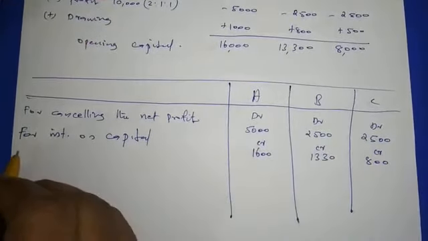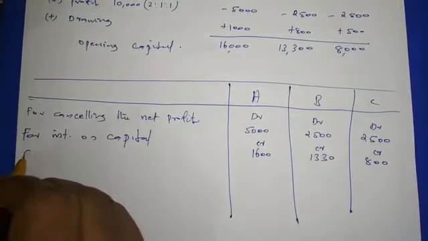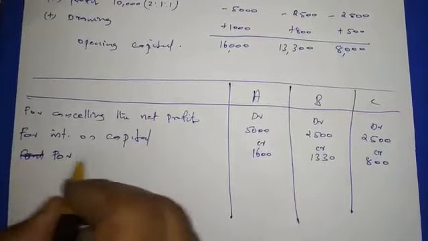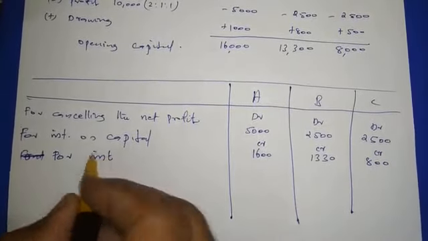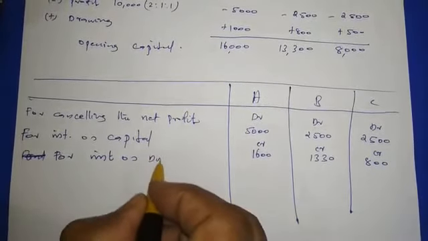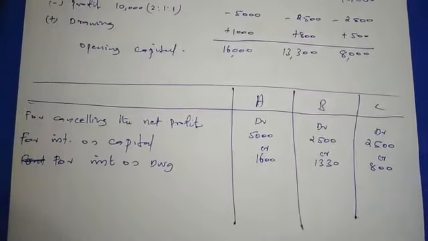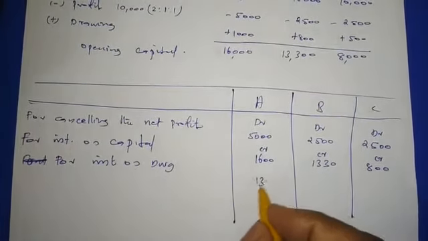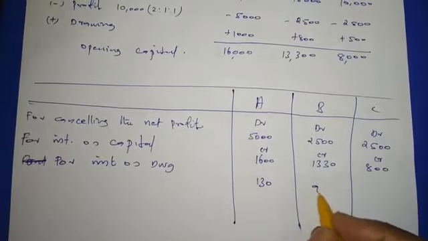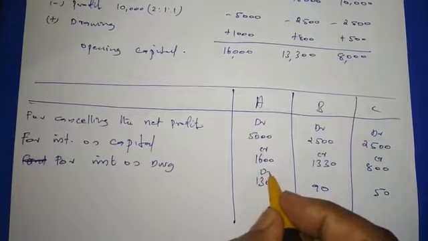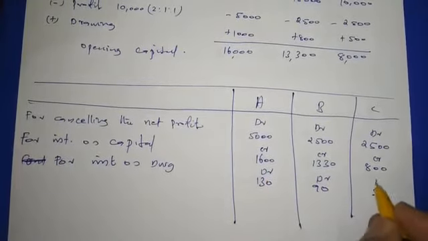And interest on drawing is there. For interest on drawing, interest on drawing is given in the question. It is given 130, then 90 and 50. In the capital account, this we need to debit.